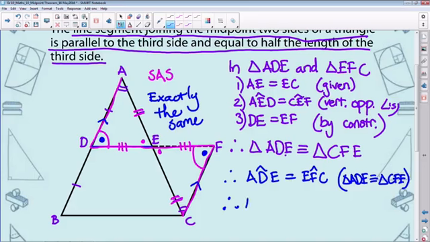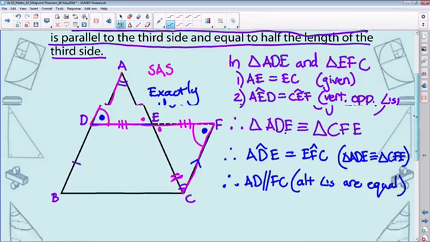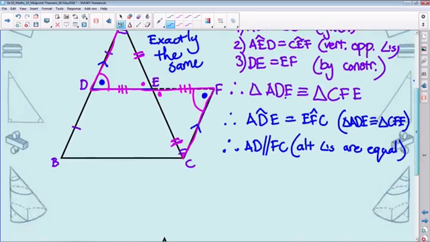So that means that AD is parallel to FC, and the reason is alternate angles are equal. Okay, now because those alternate angles are equal, we can then surmise that this is a parallelogram. And how do we do that? Well, we've got two parallel sides. Do we know that this is the same length as this side? Well, I'm not sure if we do yet, but we can prove it, can't we?